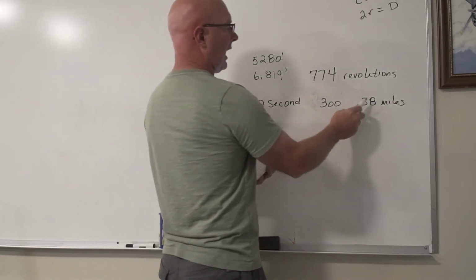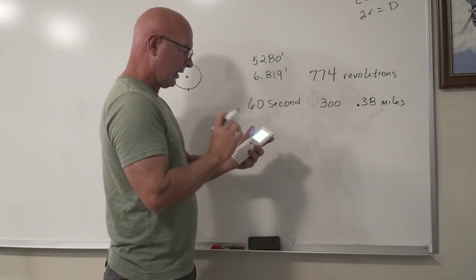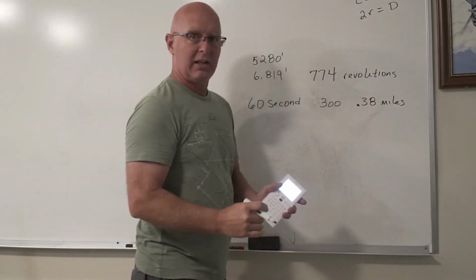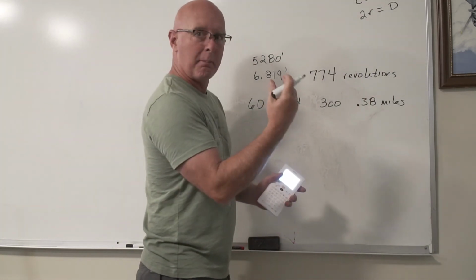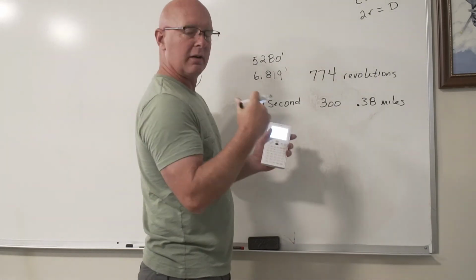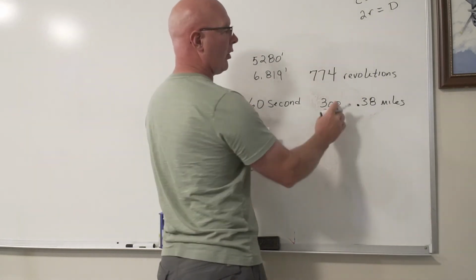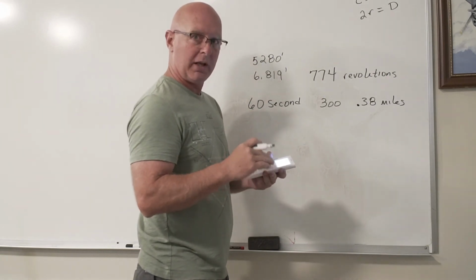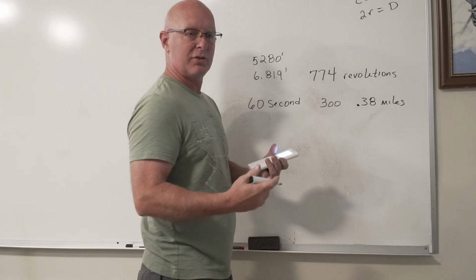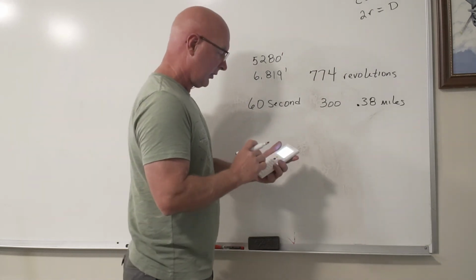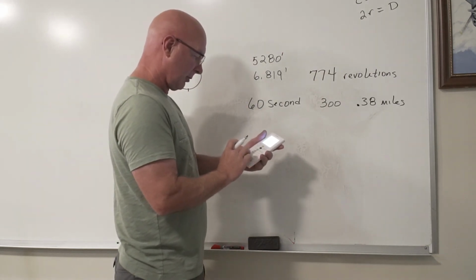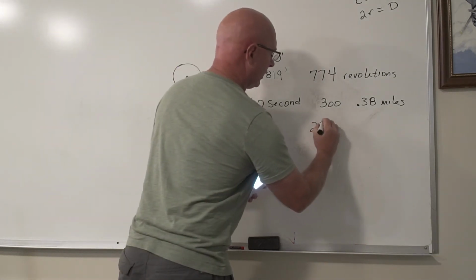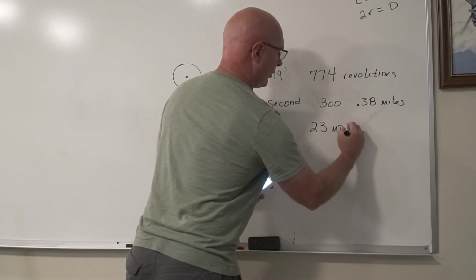And so what we're going to do now is multiply that number times 60, because we looked at 60 seconds and there are 60 minutes in an hour. We want to know how fast we're going per hour, because vehicles and airplanes and boats all measure in miles per hour. So we're going to take that number and multiply it times 60, and that means that we are going 23 miles per hour.